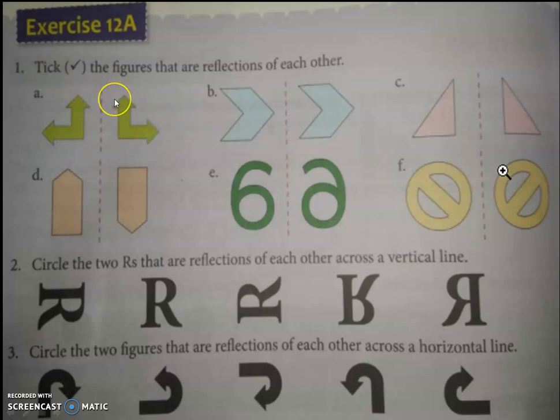We will have to tick the reflections of each other if it is correct. Yes, this is right. These both are on the same side, so no, we won't put a tick on this. Here, yes, this is in the opposite direction. Yes, right. This one is in some other way, so it is wrong. Then this one, yes, exactly, it shows in the opposite way.